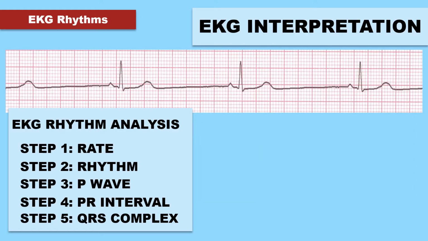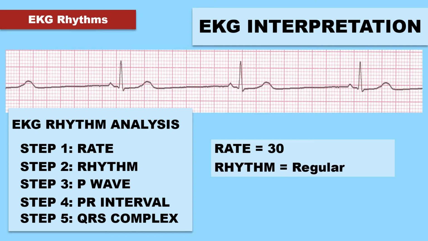Here's our next rhythm. So let's work our way through the steps. Step 1. Determine the rate. In this 6-second strip, you see that there are 3 QRSs, and if we multiply 3 times 10, we get a rate of 30 beats per minute. The R to R intervals between the QRSs are regular even though they're slow, so the regularity is a regular rhythm. If we look at the P waves, there's a P wave before every QRS. They look the same and they occur at a regular rate, so the P waves are normal.